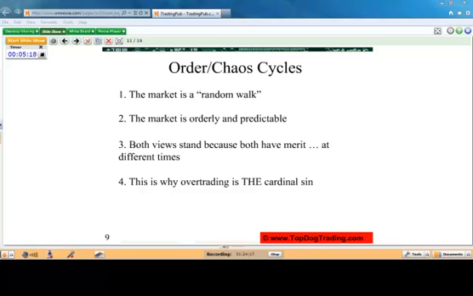And this is why overtrading is the cardinal sin, because you can't just sit there and trade any market anytime you want to. You have to only trade during the orderly cycles, not the chaotic cycles. And the way I do that, of course, is, as I already said, I wait for the alignment of the five energies. I personally, in my method, define an orderly market as one wherein the 5 energies all align saying buy or all align saying sell. Then I say, okay, now we have a high probability of being in an orderly market.